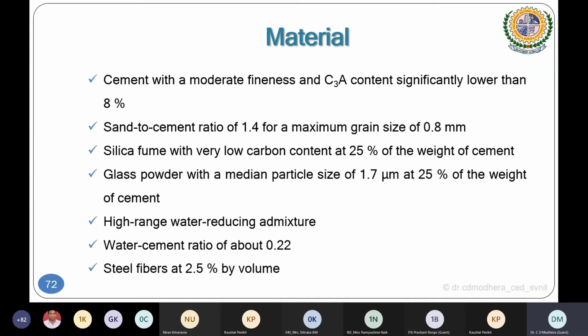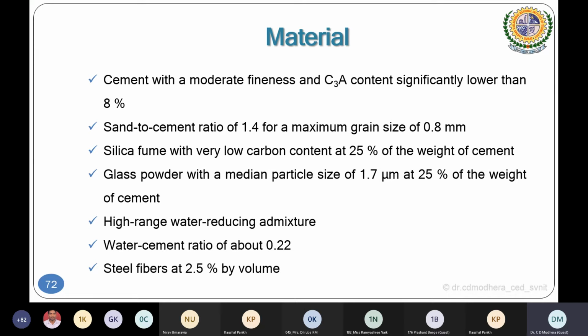I mean, a special kind of cement is required. That is an indication. Then the fine aggregate to cement ratio, or sand to cement, must be 1.4, or you can say the maximum size of the aggregate is 0.8 mm. Remember, even 1 mm is not allowed. It means that there is no coarse aggregate, right?